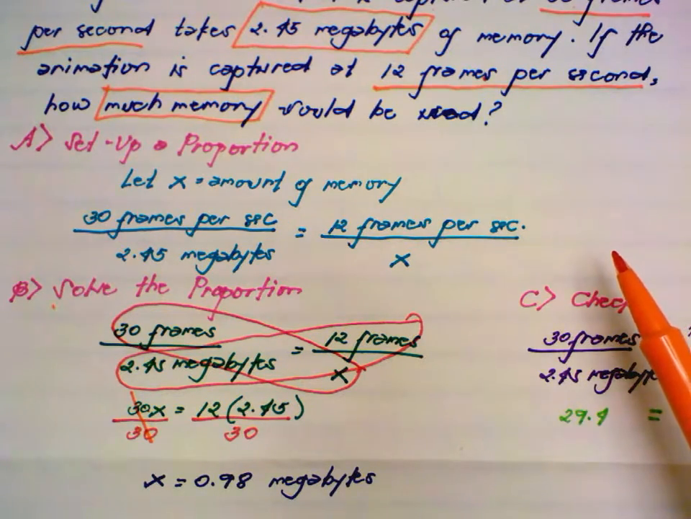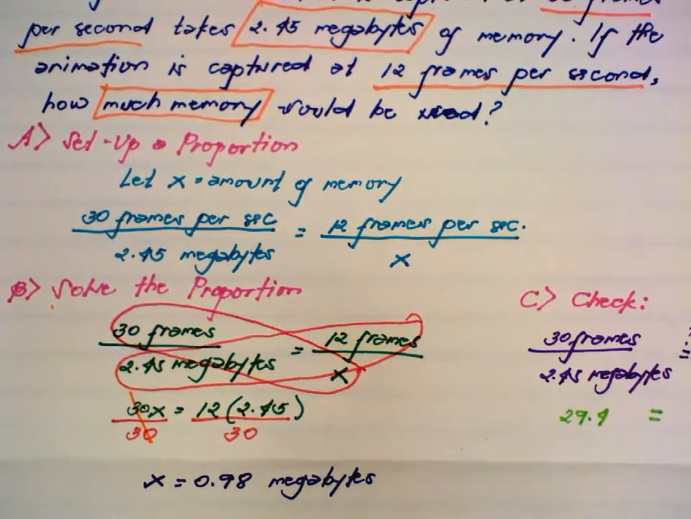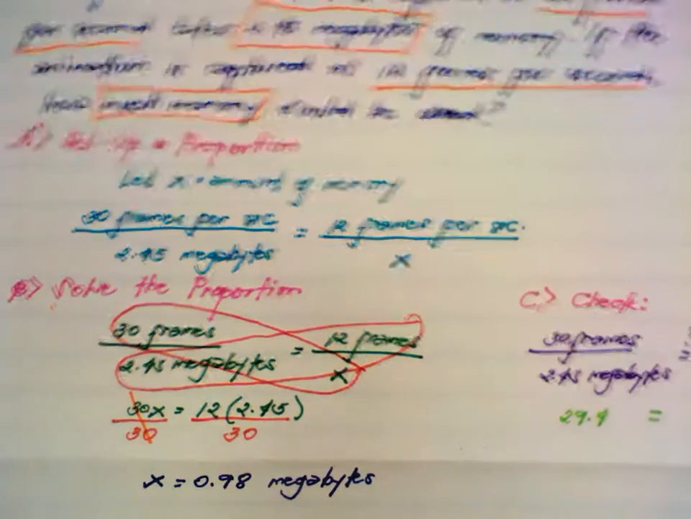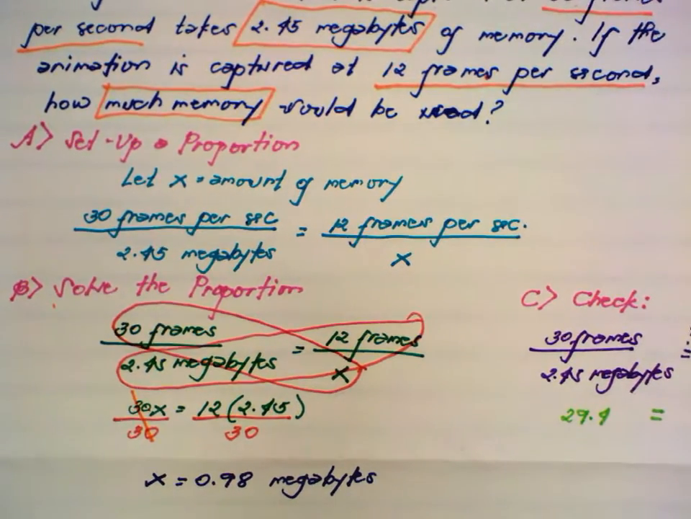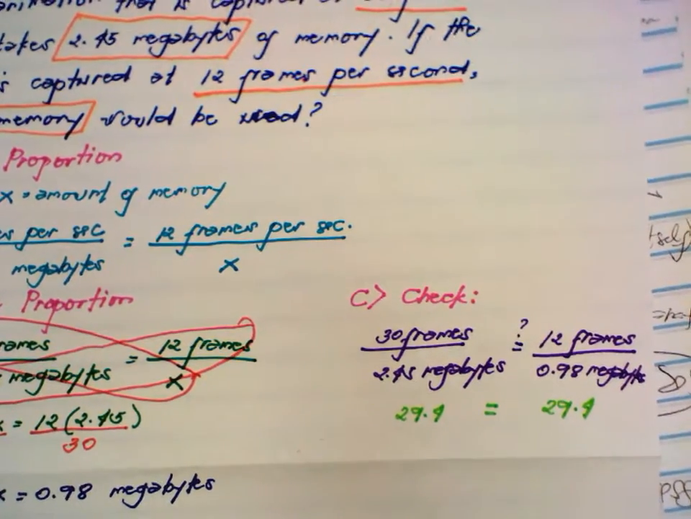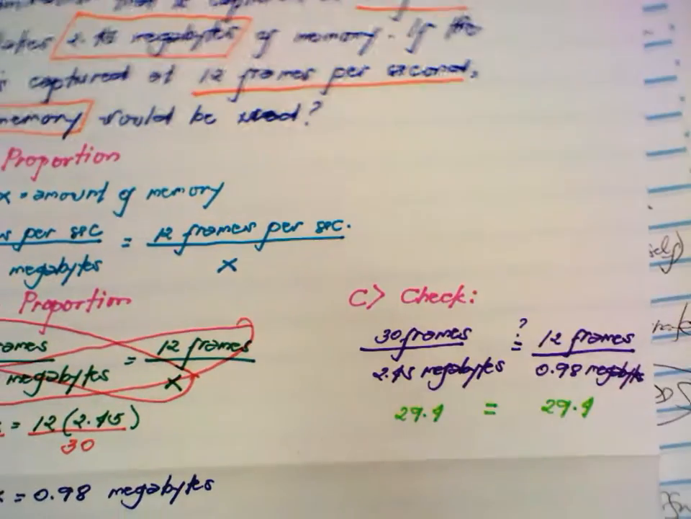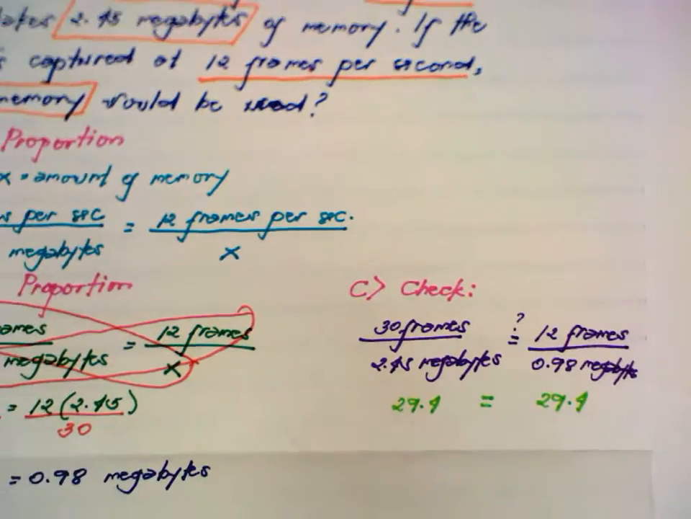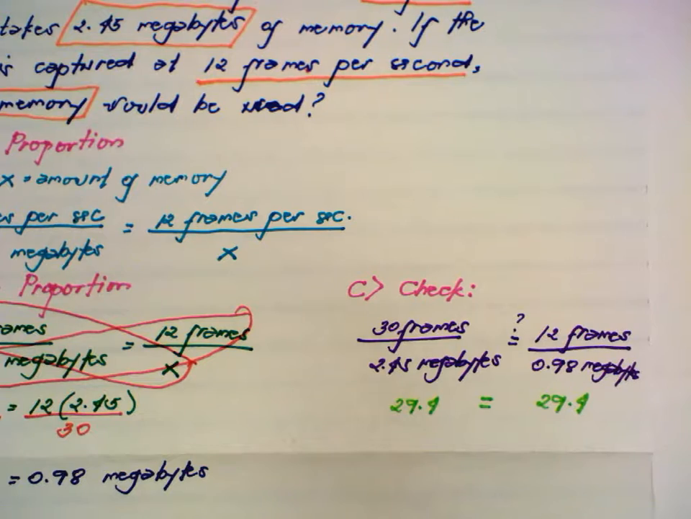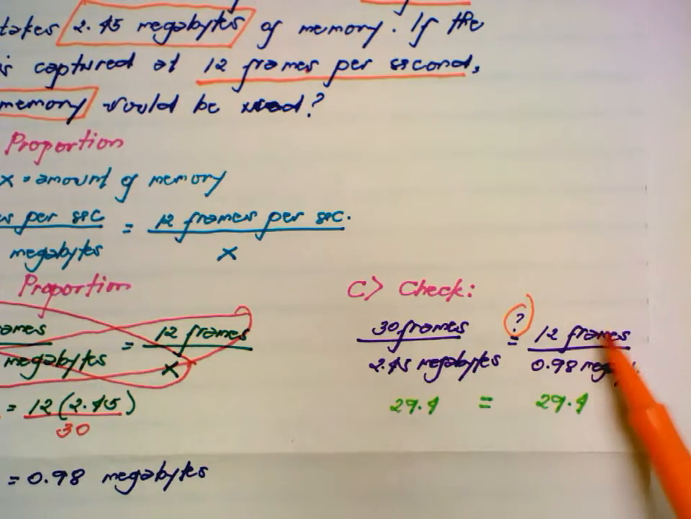However, you're not yet done. The last step is to check to make sure that our answer is right. How do we know if our answer is right? Go back to what we did earlier, which was to multiply diagonally to see if they're proportional or not. So 30 frames over 2.45 megabytes equals 12 frames over 0.98 megabytes. There's a question mark there because we don't know if they're equal to each other.